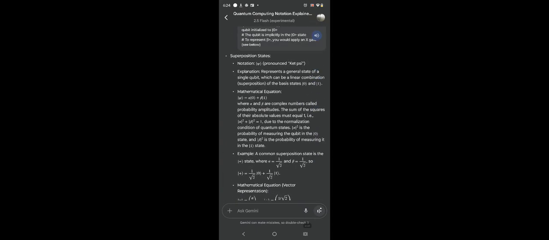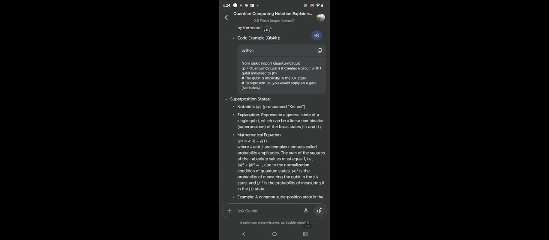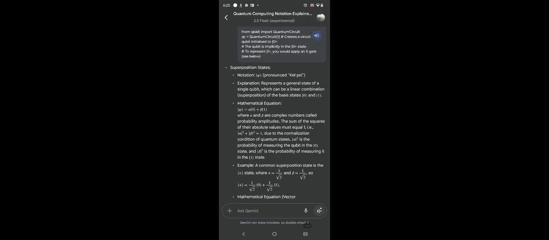Bra. Hold on a second. So this is ket psi. This superposition state, it is representing ket psi in a general state of superposition in a single qubit. It is also representing that state vector in a Hilbert space, and mathematically it is a column vector, of course.